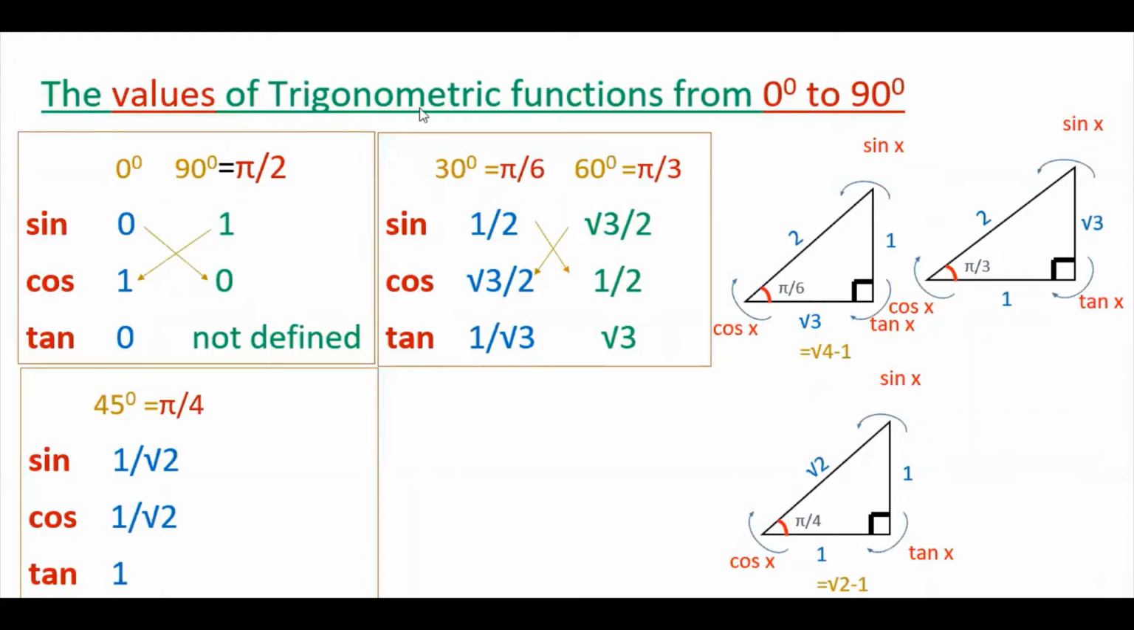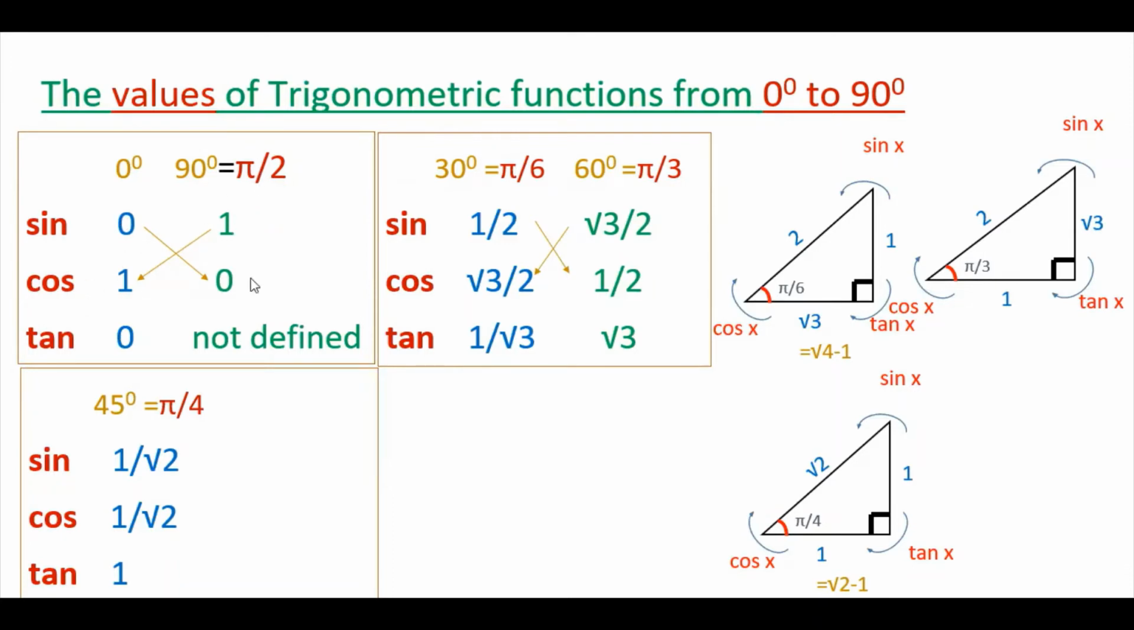And these are the values of trigonometric functions from 0 to 90 degrees. We know the values of all trigonometric functions in 0 to 90 degrees, so just convert the degrees in terms of radians. Here sine 0 is 0, and sine 90, that means pi by 2, sine pi by 2 is 1. You have to remember in terms of radians.